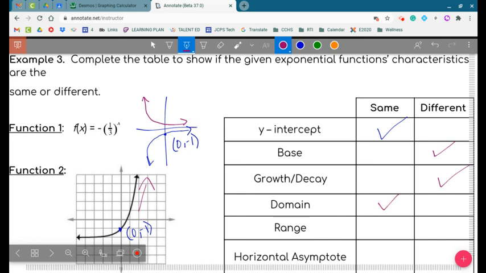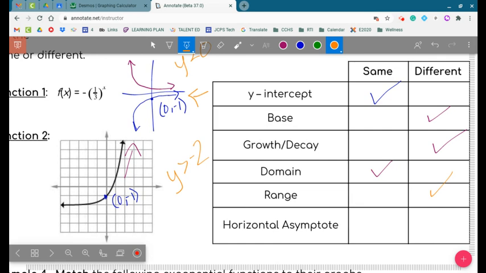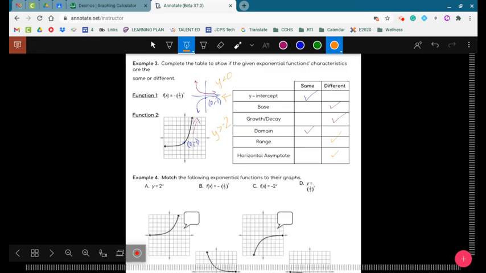Domain is always the same. So looking back at the bottom line, it's going to be y is less than 0. And this one's y is greater than -2. So their ranges are different, and their horizontal asymptotes are different. Okay, let me know if you guys have any questions over that.